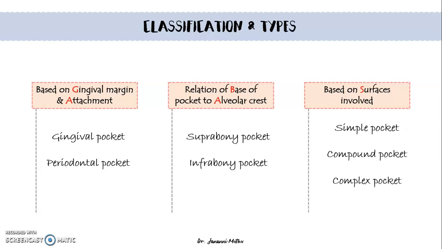Remember the criteria with this mnemonic: GABAS. GA is for gingival margin and attachment, BA is for base of pocket and alveolar crest, and S for the surfaces involved.